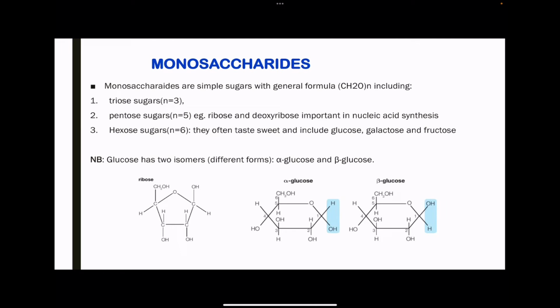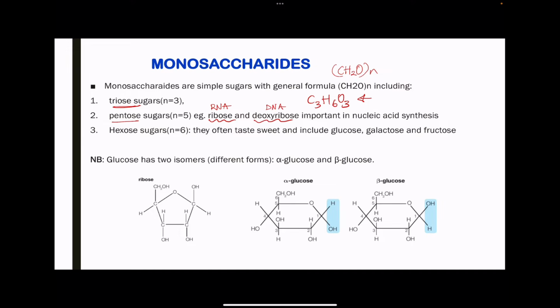Beginning with monosaccharides, they are simple sugars with a general formula. I'm going to write it as CH2O and then n. So these include triose sugars. This is where n is equal to 3. So an example is going to be C3H6O3. That is an example of a triose sugar. You are not required to know the details of this at your AS level. Then we go to the pentose sugars. These include ribose as well as deoxyribose. This is found in RNA and the other is found in DNA.